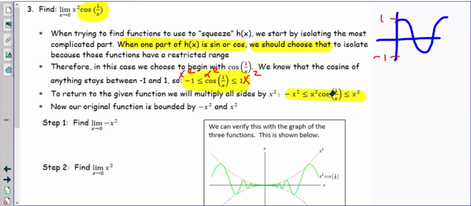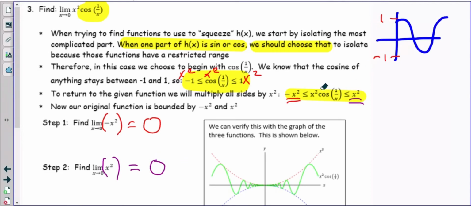Okay, now how am I going to use this to help me figure out what the limit as x approaches 0 of the inside is? Well, this is our original function in the middle. It is bounded by -x squared and +x squared. So what about if we try to find the limit as x approaches 0 of the left side? If I plugged 0 in, -0 squared is just 0. And then if I did the same thing in step 2, but I used the upper function, the x squared, right here, I would get 0.